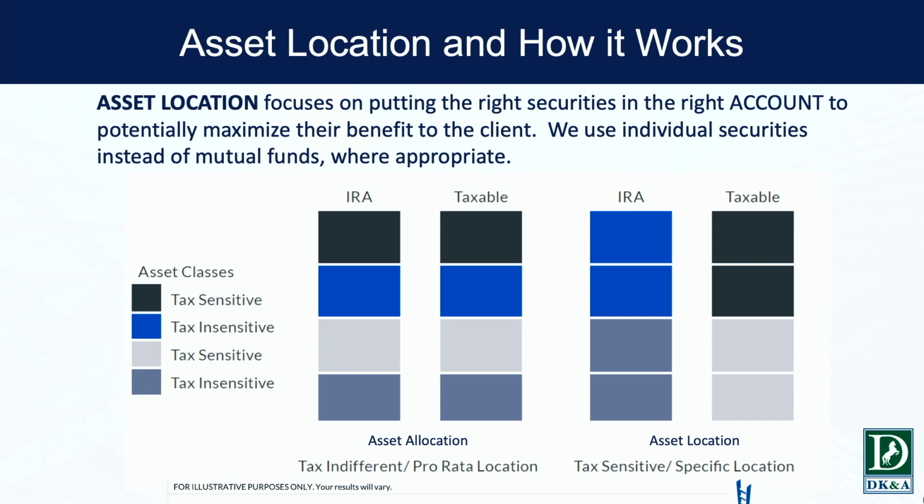You can see that an IRA and a taxable account under asset allocation would be allocated identical for a client. They're fully asset allocated, but the portfolios would look the same. Now, what we do when we add asset location to it are the two large bars on the right representing an IRA and a taxable account under asset location. Notice that the tax sensitive, the black and the light gray, are moved into the taxable account while the tax insensitive securities are moved into the IRA account.